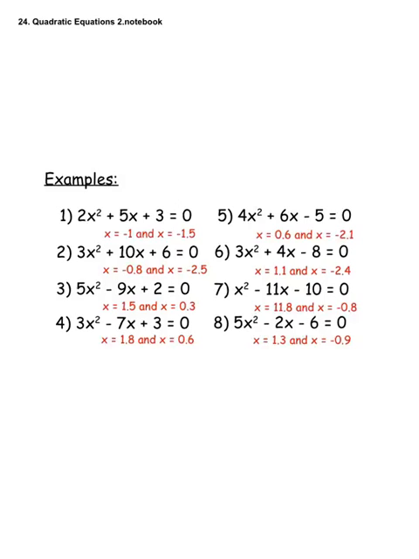For number 5, x is equal to 0.6 and x is equal to -2.1. For number 6, x is equal to 1.1 and x is equal to -2.4. For number 7, x is equal to 11.8 and x is equal to -0.8. And the final one, x is equal to 1.3 and x is equal to -0.9.